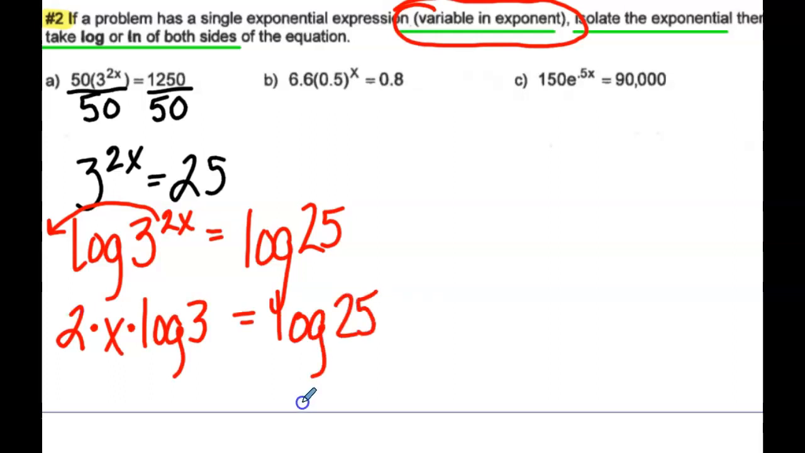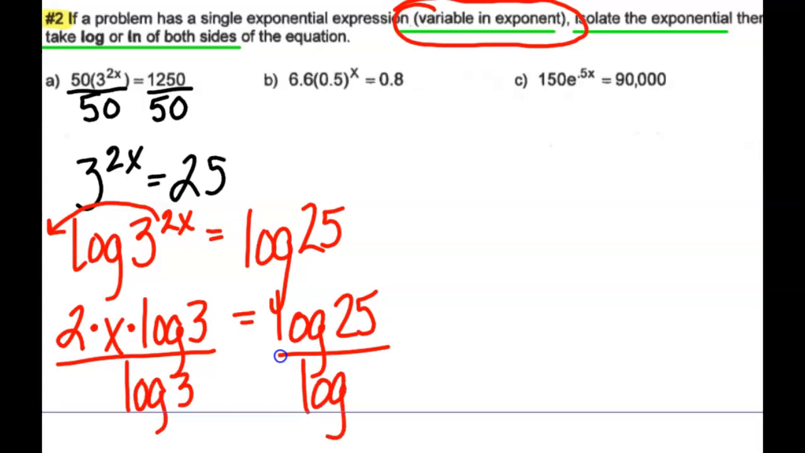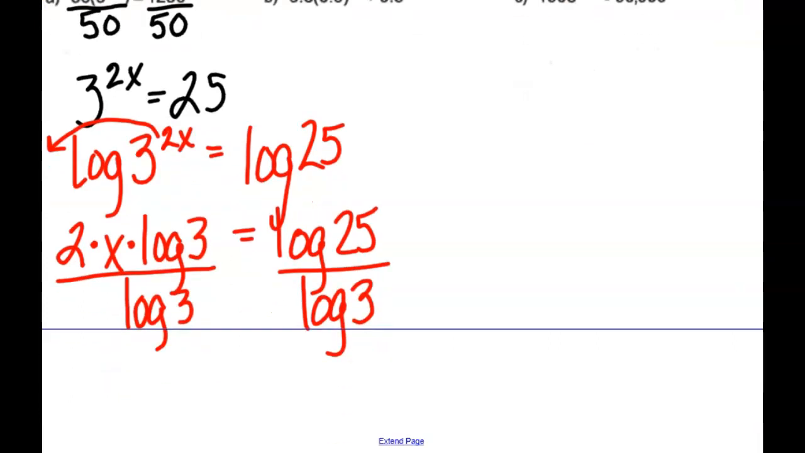Now, I'm going to do that in 2 steps. You could do it all in 1 step, but you'd need some parentheses. I'm just going to divide the log over to the other side first, so that I end up with 2x equals some decimal, and then I'll divide by the 2. You could multiply the 2 by the log and divide it over there, or you could divide by the quantity 2 times the log of 3. But you would need parentheses. So I'm just going to go this route.